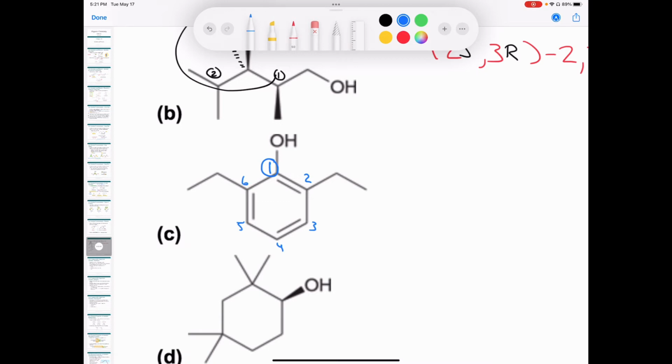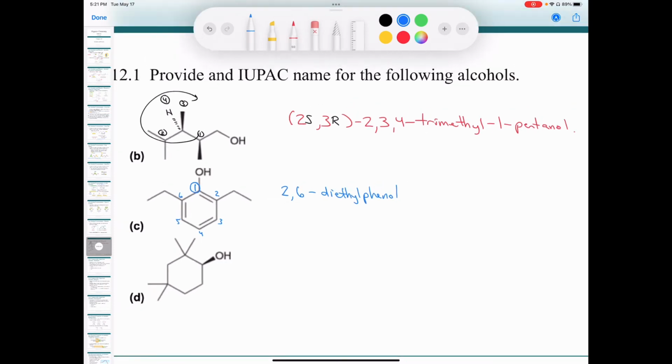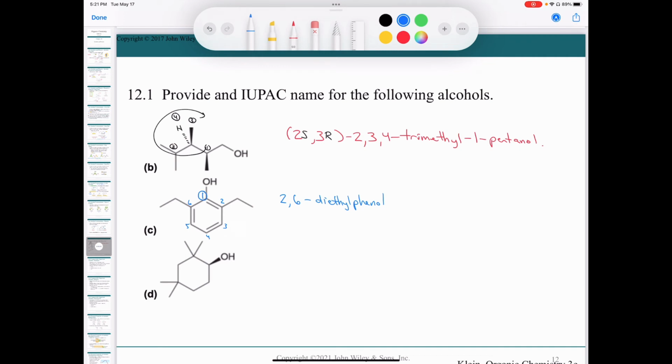You can see we have 2 ethyl groups, which means we're going to have to use the di prefix. So we have 2,6-diethylphenol. Let's write that in here: 2,6-diethyl phenol. Remember that numbers are separated by commas. Numbers and letters are separated by hyphens. All right, we've got one more.